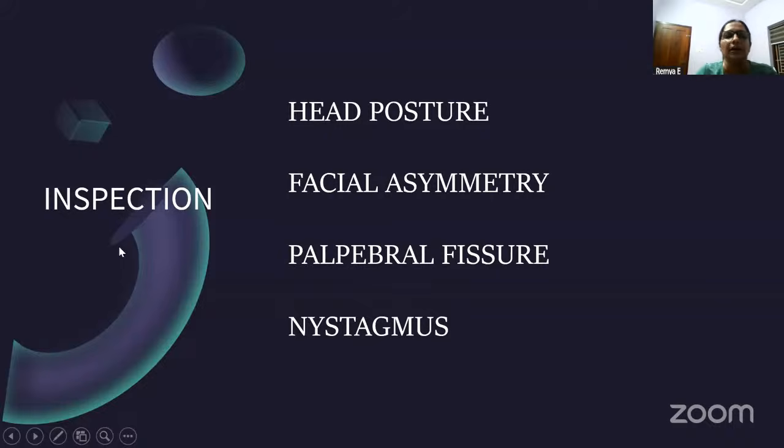Now, coming to the inspection. Inspection starts when the child enters your examination room. You have to look at the head posture. Head posture has three components: the head tilt, whether to the right or to the left; the face deviation, either to the right or left; and chin up or down. Then look for any facial asymmetry, any palpebral fissure and lid position, and any nystagmus. This is all you have to observe.